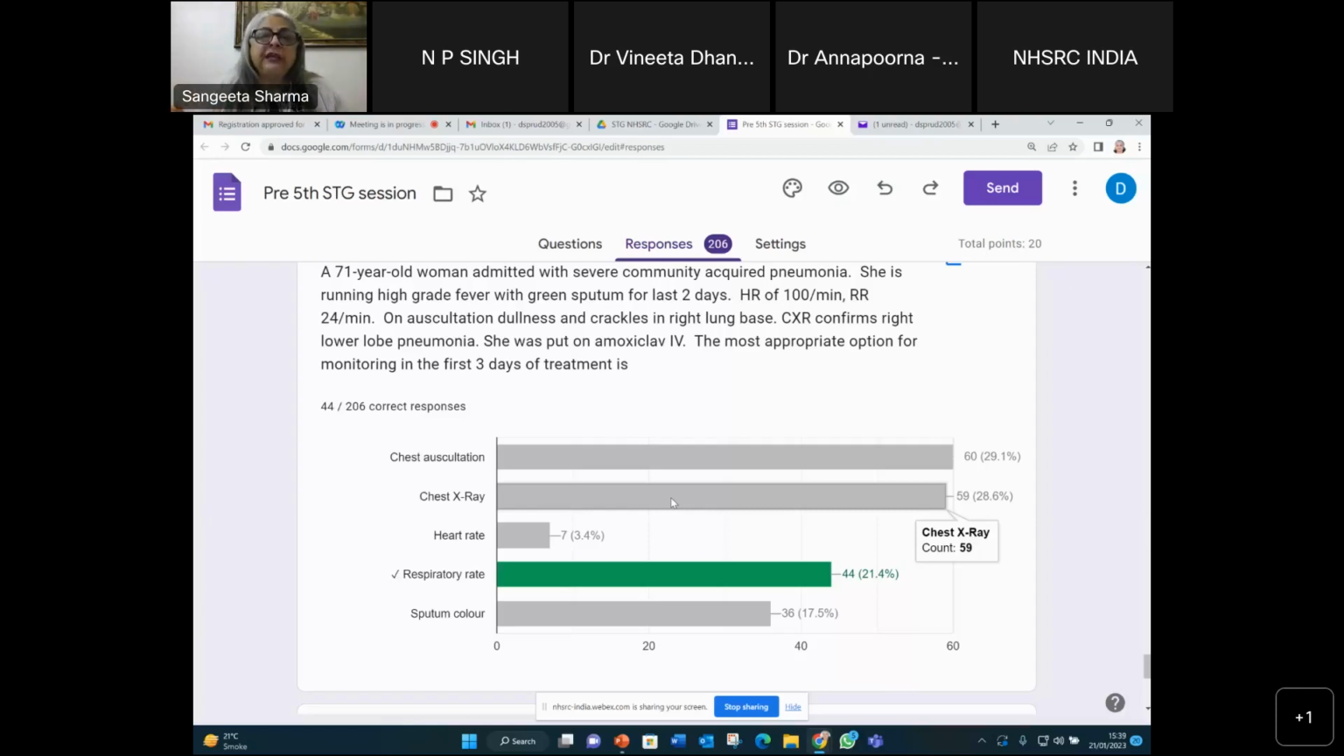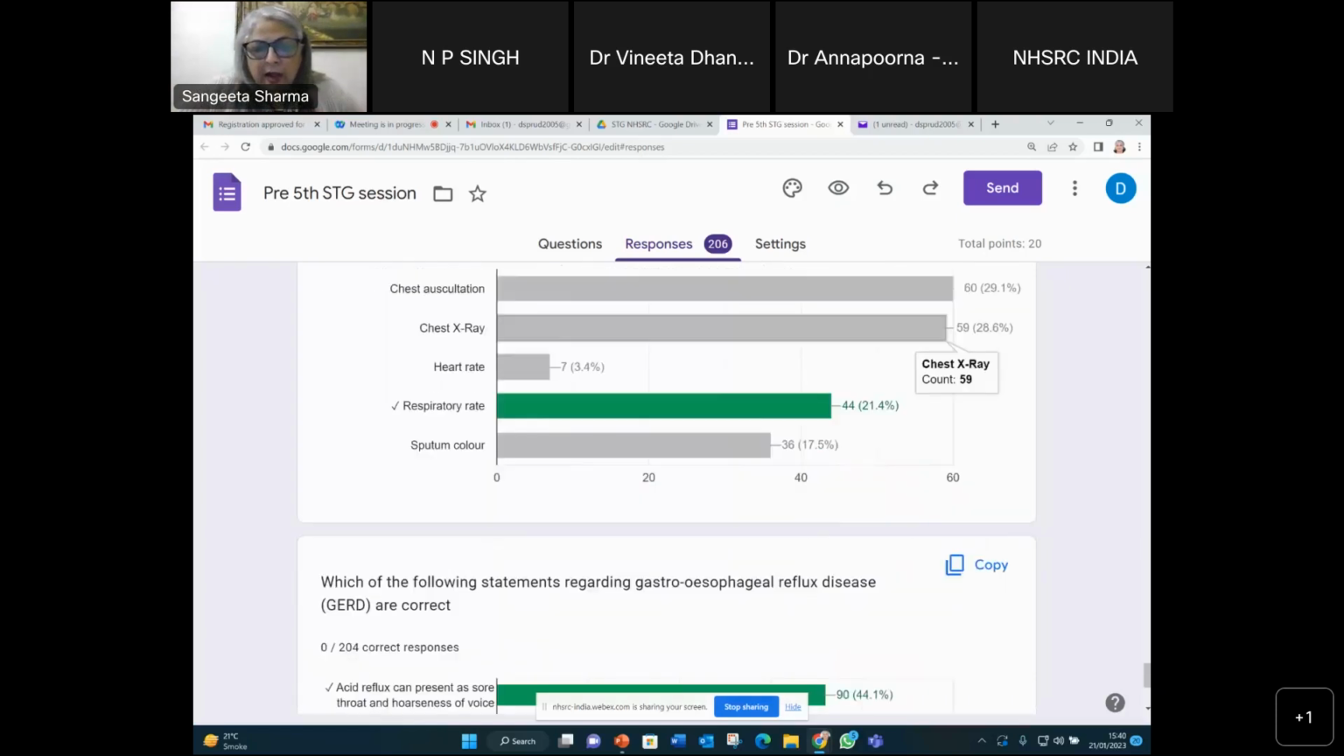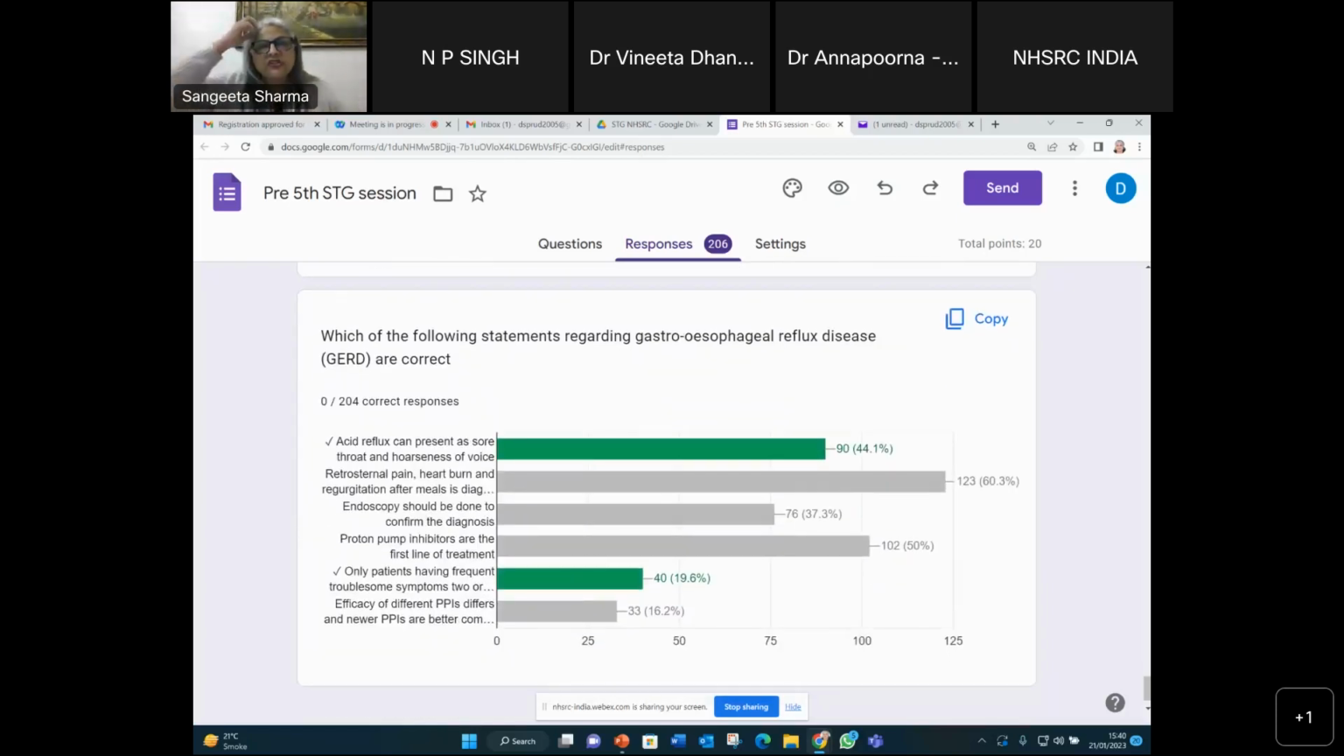We need to use the appropriate criteria for assessment of response to treatment. Otherwise, most of us will believe in the chest X-ray. I have actually seen people getting these X-rays repeated after 3 days, 7 days, 10 days, 15 days. There is no need at all. Response can be measured clinically as well. Oh, yes, there is one more question here. Which of the following statements regarding gastroesophageal reflux disease are correct? Again, this is one very common problem that we see in elderly patients.